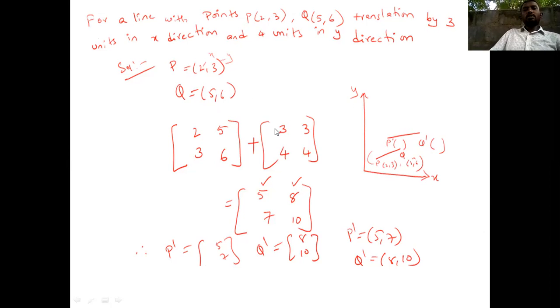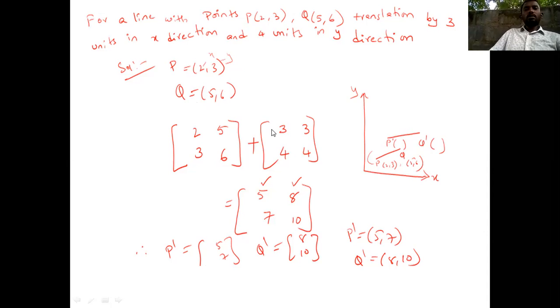So for P and Q we need to add, because we are moving, so we have to find out how much it moved in total. P is nothing but 2, 3, and Q is nothing but 5, 6. Plus, the x direction is 3 units, so we write 3, 3. The y direction is 4 units, so we write 4, 4.